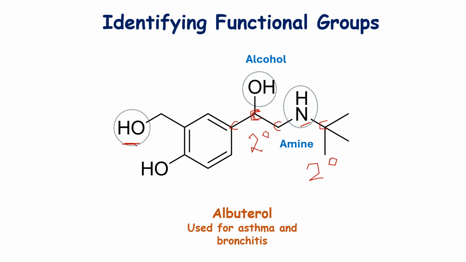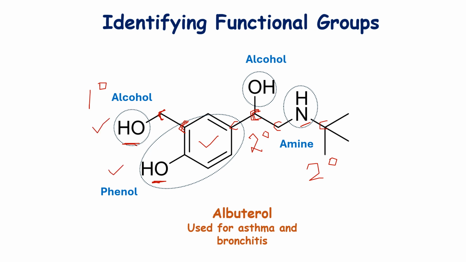We have one more OH, so we have alcohol. Carbon holding the OH is attached to 1 carbon, so this one is your primary alcohol. We also have an OH, but this OH is directly attached to the benzene ring, so we have phenol. Don't get confused between this one and this alcohol, because in phenol OH is directly attached to the benzene ring, whereas in this case there is 1 carbon in between, so this one will not be known as phenol. This is your primary alcohol.